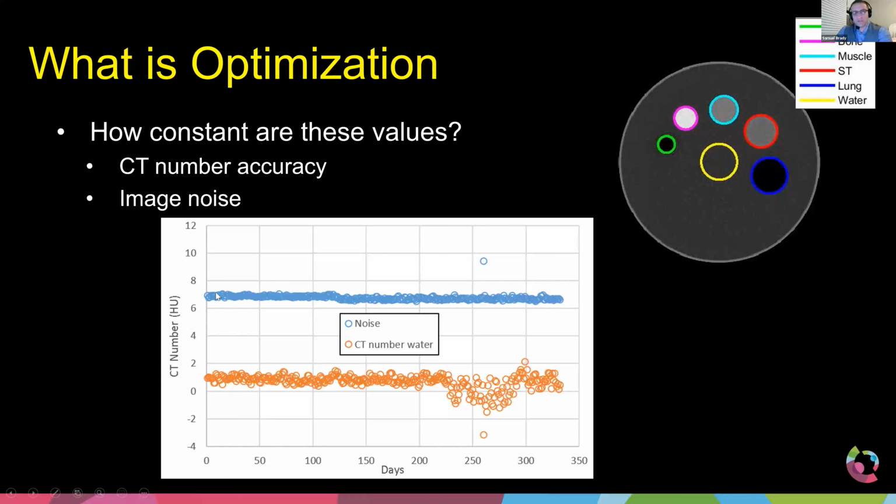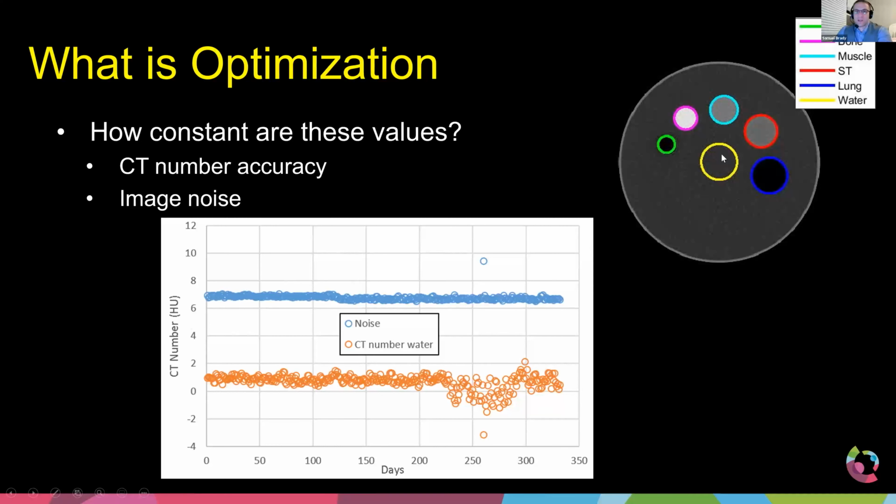So I'm only showing you two things here. First, I'm showing you noise. This is the standard deviation of this yellow ROI. And when you use the same water phantom every day, the system was consistently calculating the same amount of noise. In other words, when you dial in an mA or a kV, the system was very consistent in actually using that mA and kV to create this image, and therefore the noise was constant.